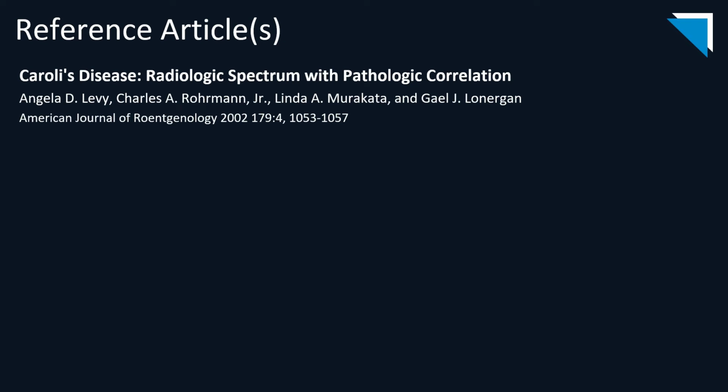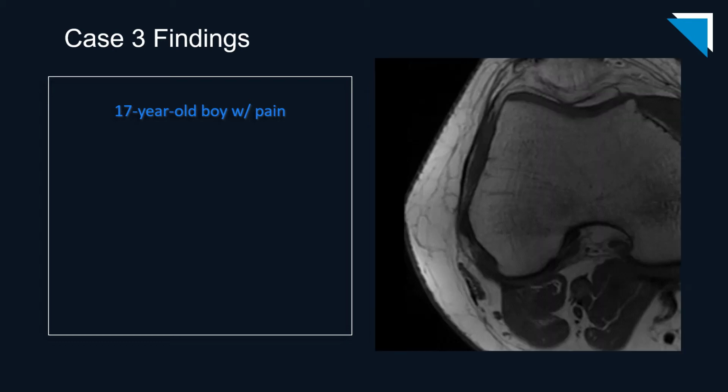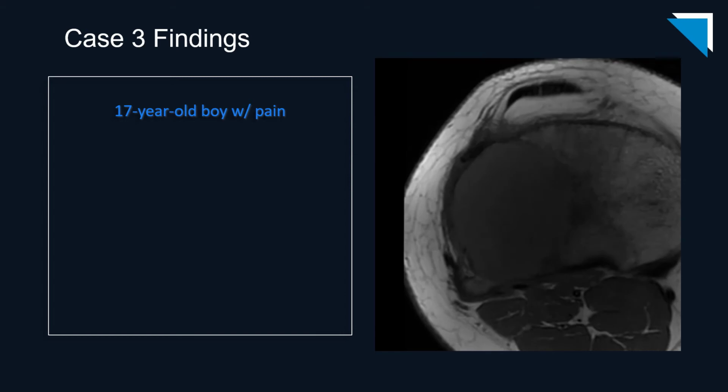This article from AJR provides a nice review of the imaging features of Caroli disease. Our next patient is a 17-year-old boy with pain. We begin as we should with an AP radiograph. And let's scroll through the axial T1 weighted images of this boy's knee.